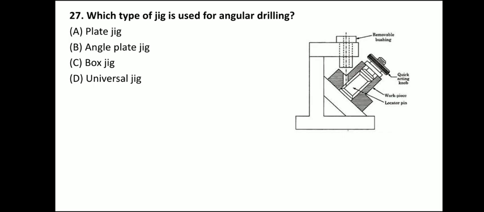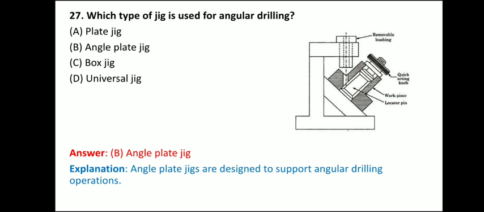Next question. Which type of jig is used for angular bush drilling? So here you can see, I want to drill a hole at a certain angle. So for this purpose, we will use angle plate jig. So this is your angle plate jig. Angle plate jigs are designed to support angular drilling operation.